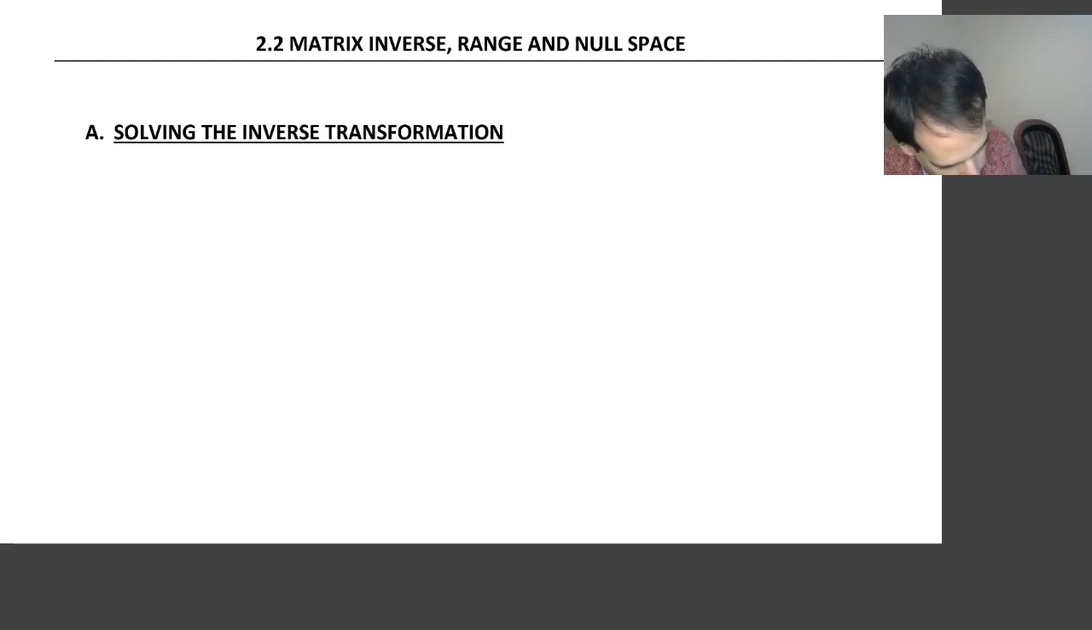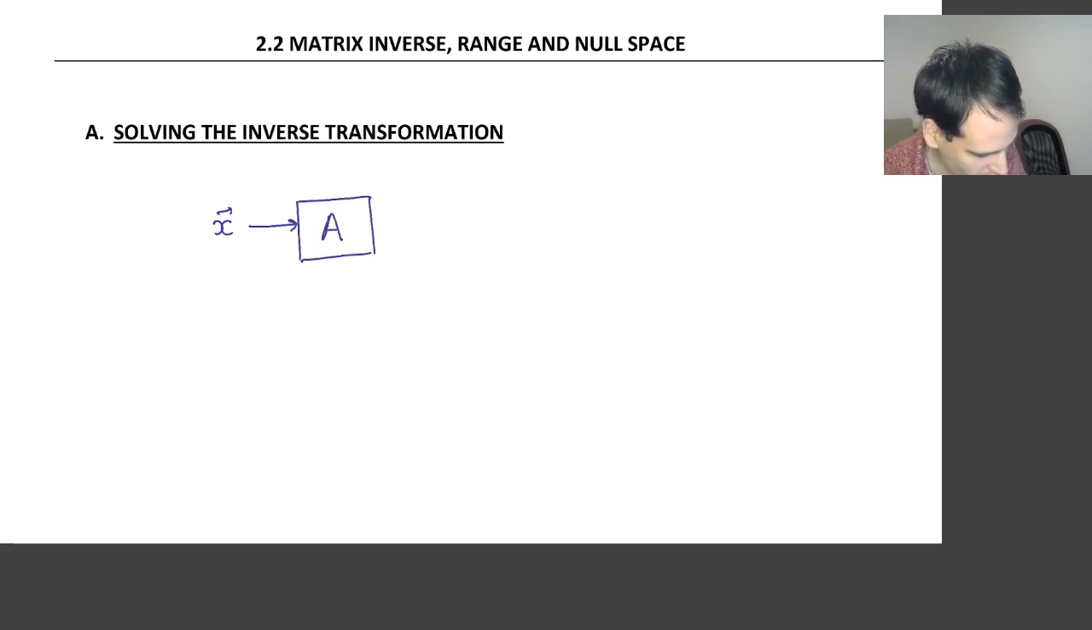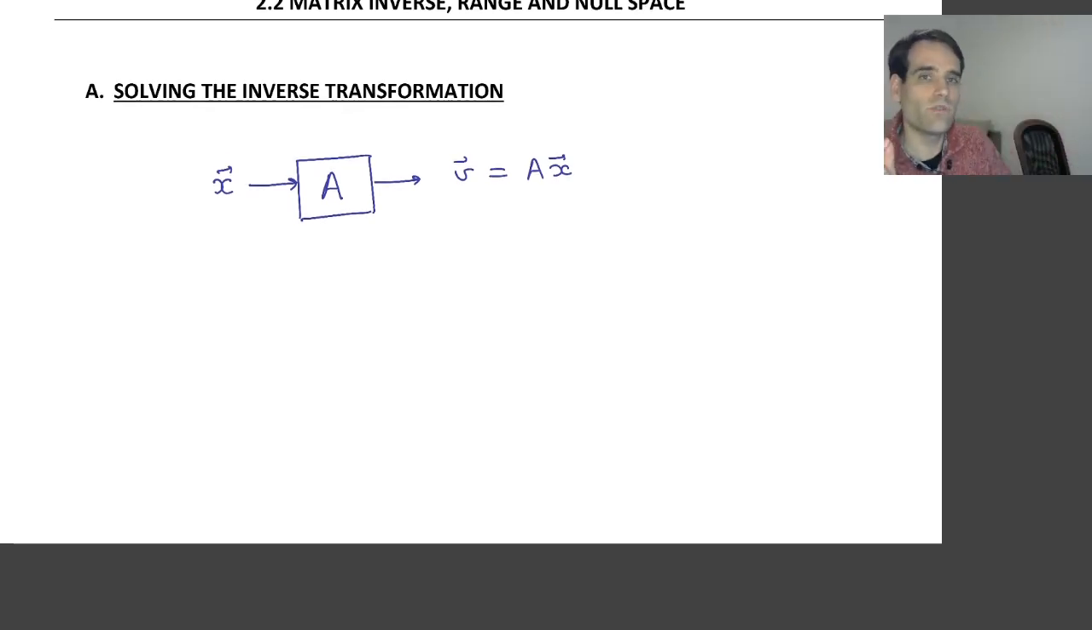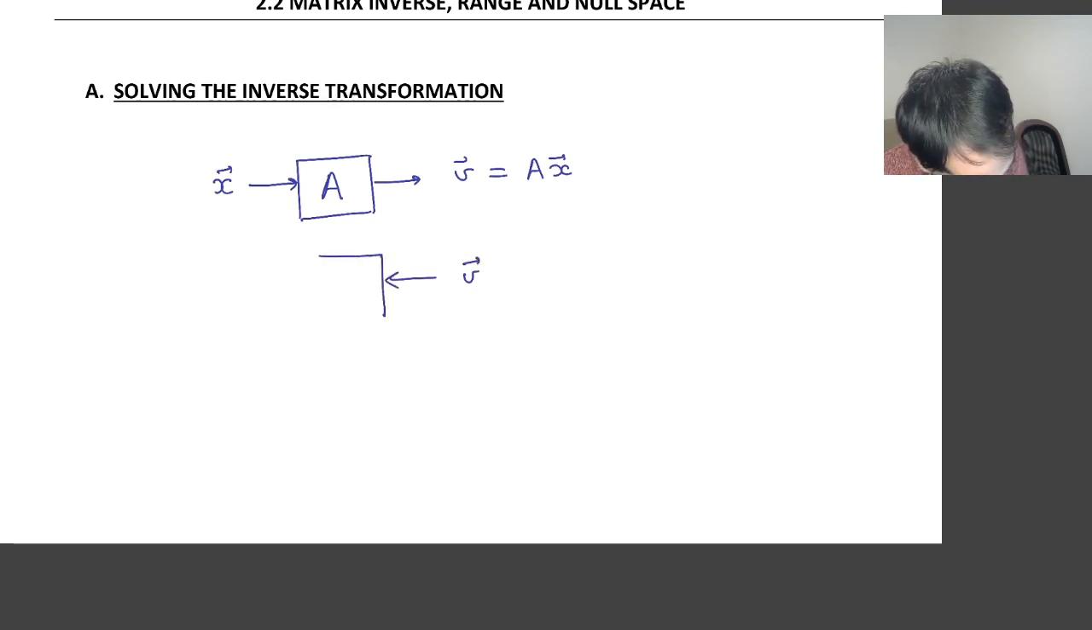We had a vector x, and we applied a linear transformation, or we multiplied vector x by a matrix A, such that we obtained a vector v equals A times x. That was up to now, yeah? But now the question is, can we go back from v to x by applying another linear transformation? In other words, can we start with v and then go back through some transformation that gives us x?